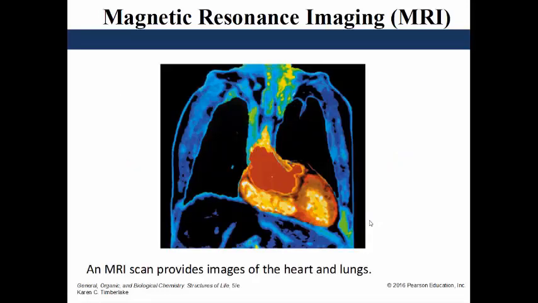So here's a sample. This is an MRI of the heart and lungs of this patient. And again, the different colors will indicate the different amounts of energy that are absorbed.